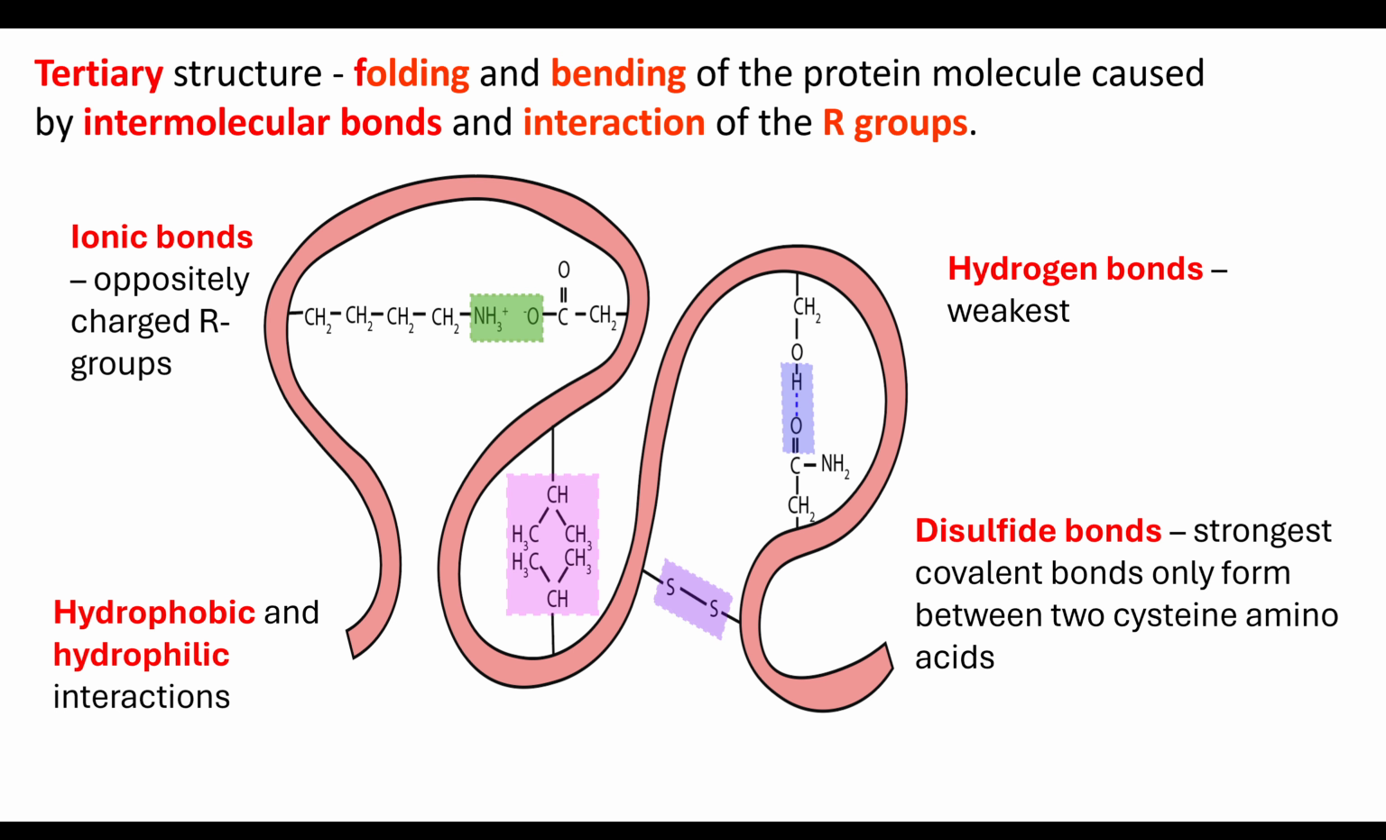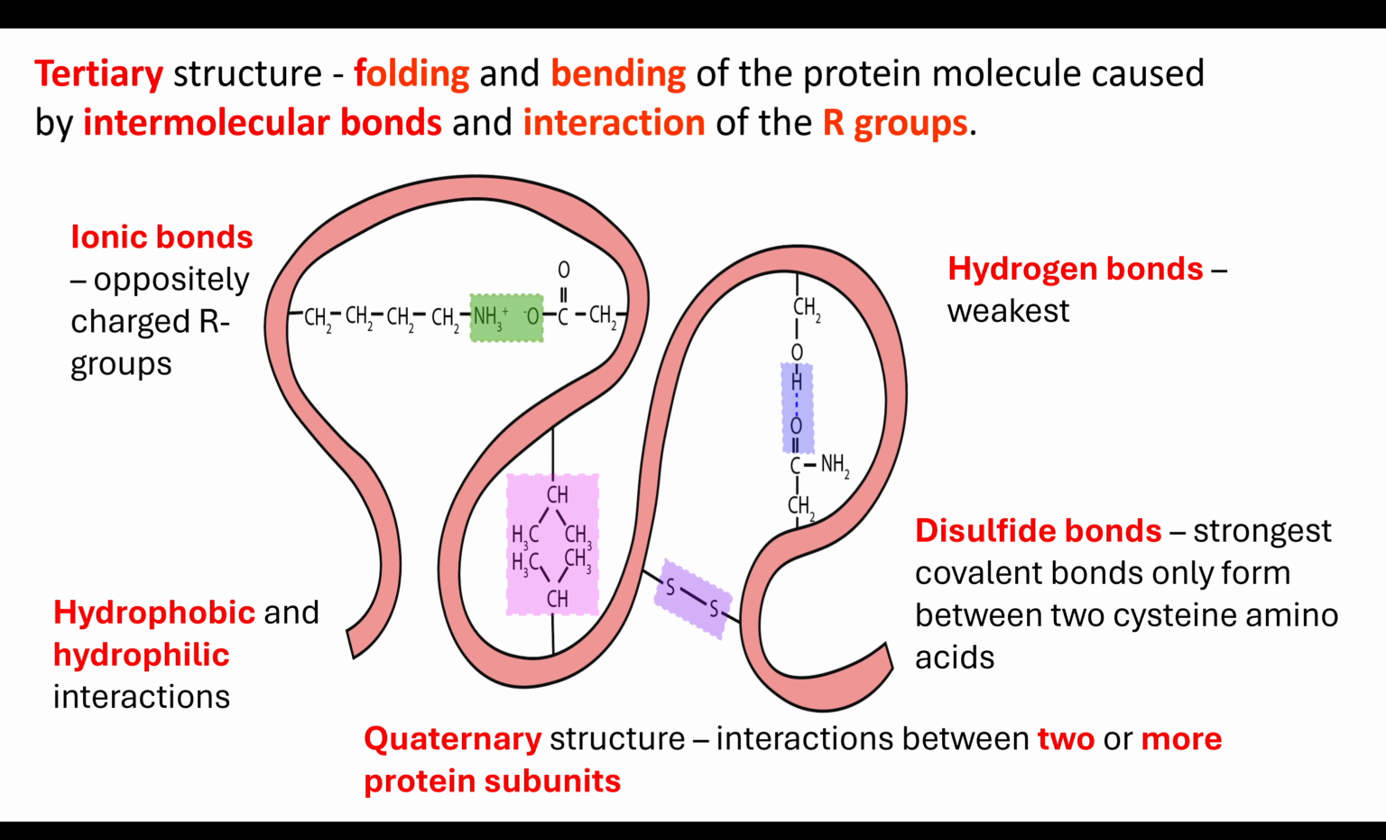Now, the quaternary structure has exactly the same intermolecular bonds and interactions between the R groups, but this time, instead of it being one polypeptide chain, it is two or more polypeptide subunits coming together. So there is the primary structure, which is your sequence of amino acids, your secondary structure, which is either your alpha helix or your beta pleated sheets based on those hydrogen bonds, your tertiary structure, the folding, and the quaternary structure, two or more protein subunits coming together.